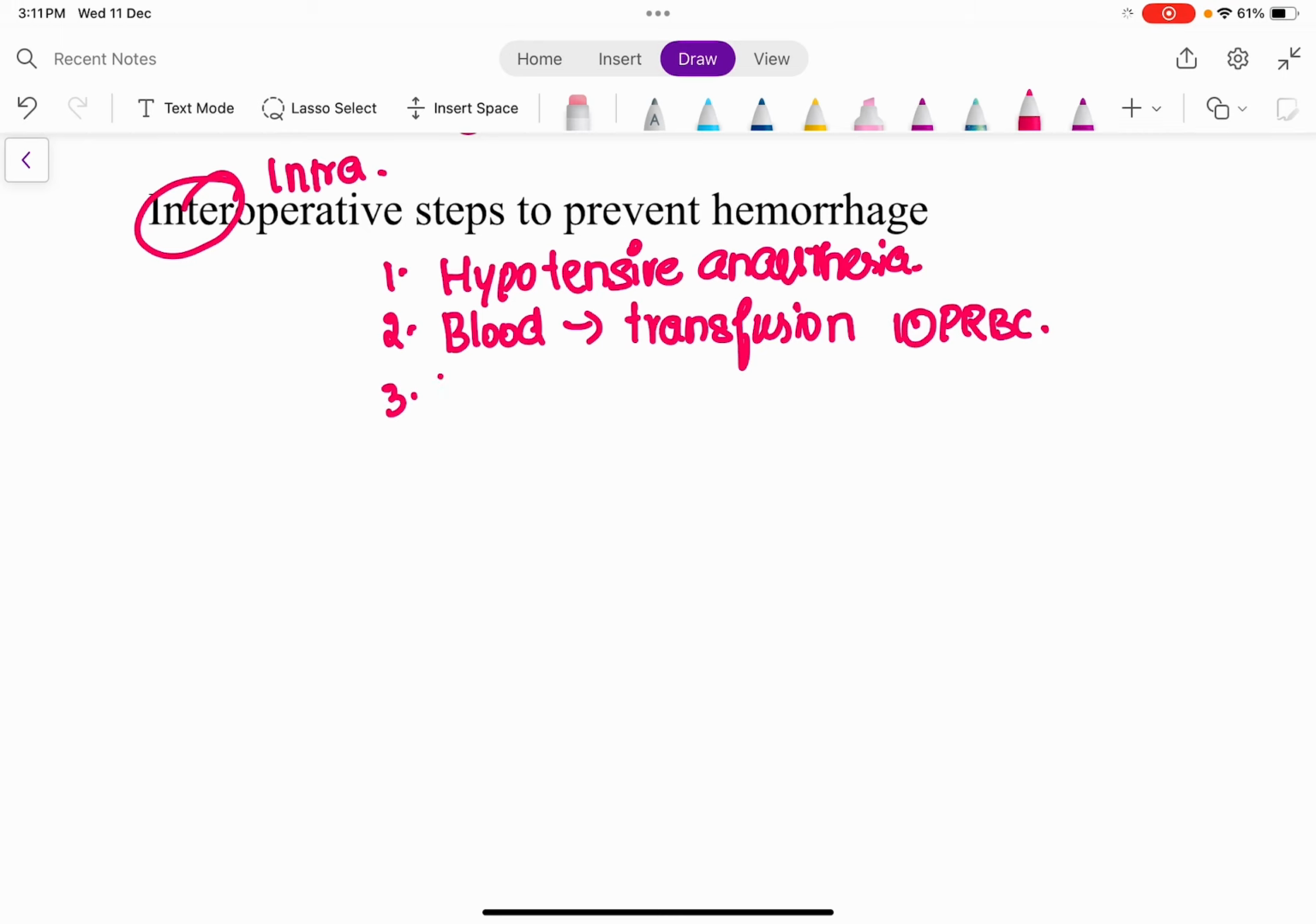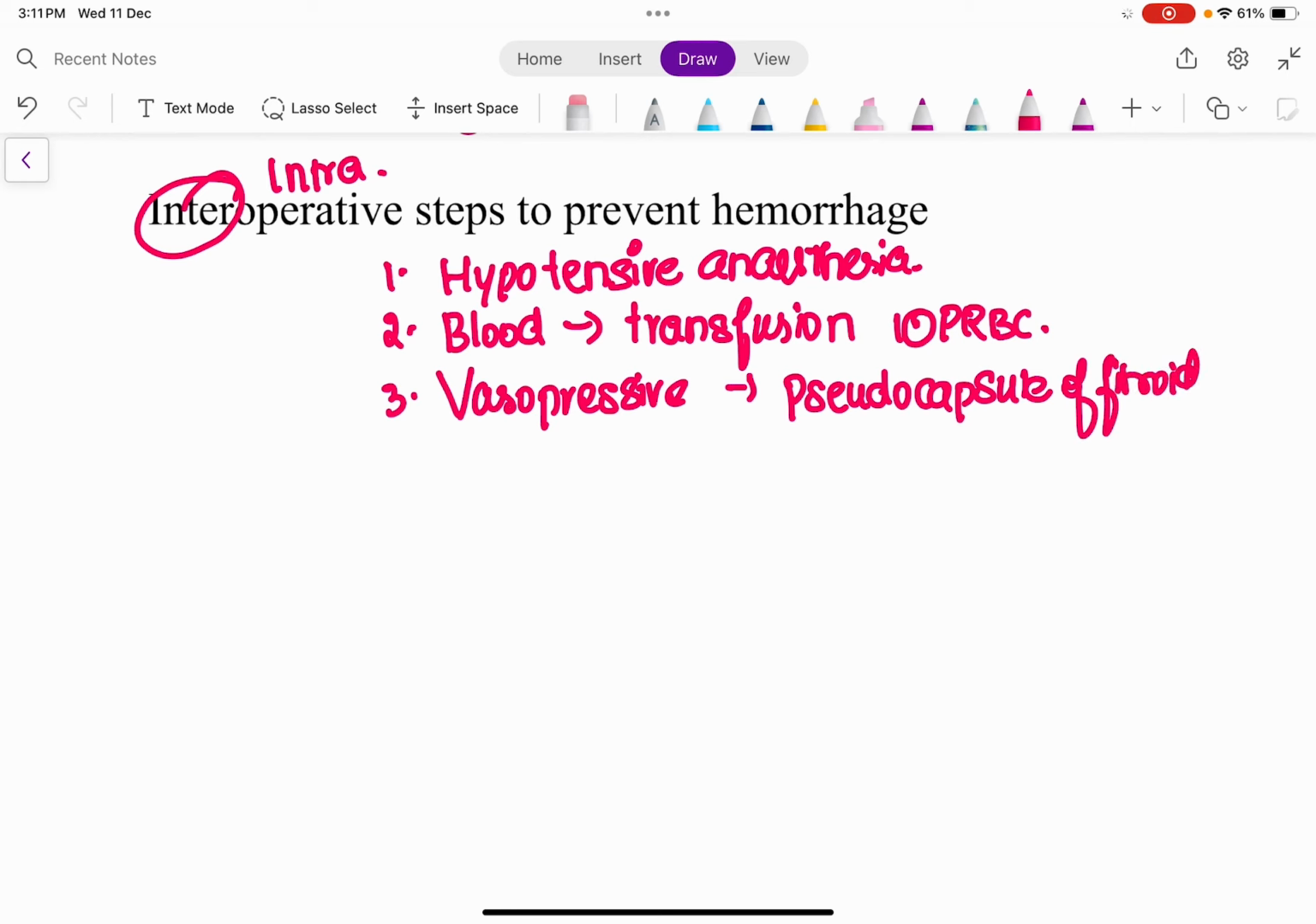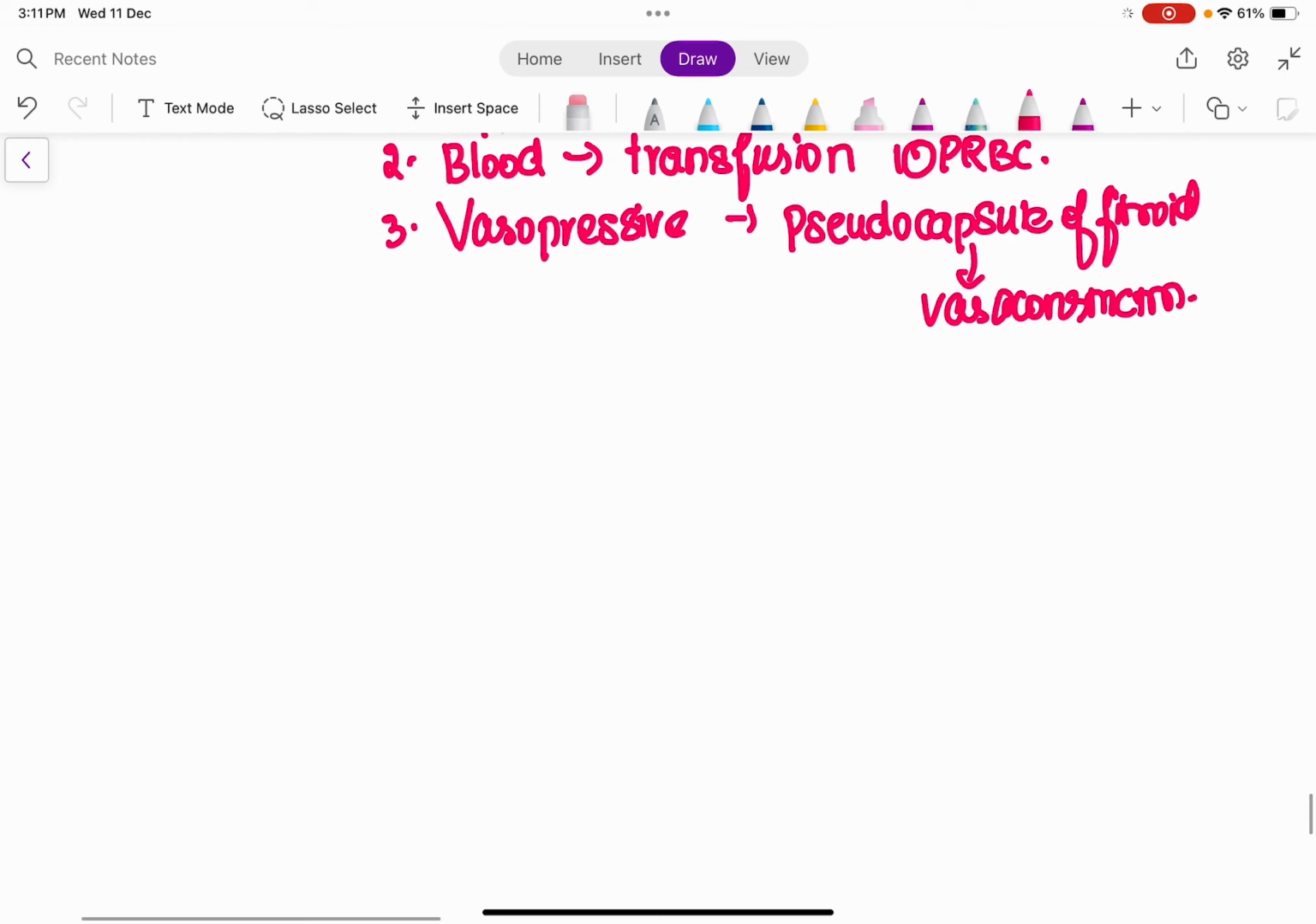Yes. And then you can inject some vasopressor agent inside the pseudocapsule of the fibroid, which will cause vasoconstriction in the fibroid, which will decrease the blood supply to the fibroid as well. Is that clear? Yes.